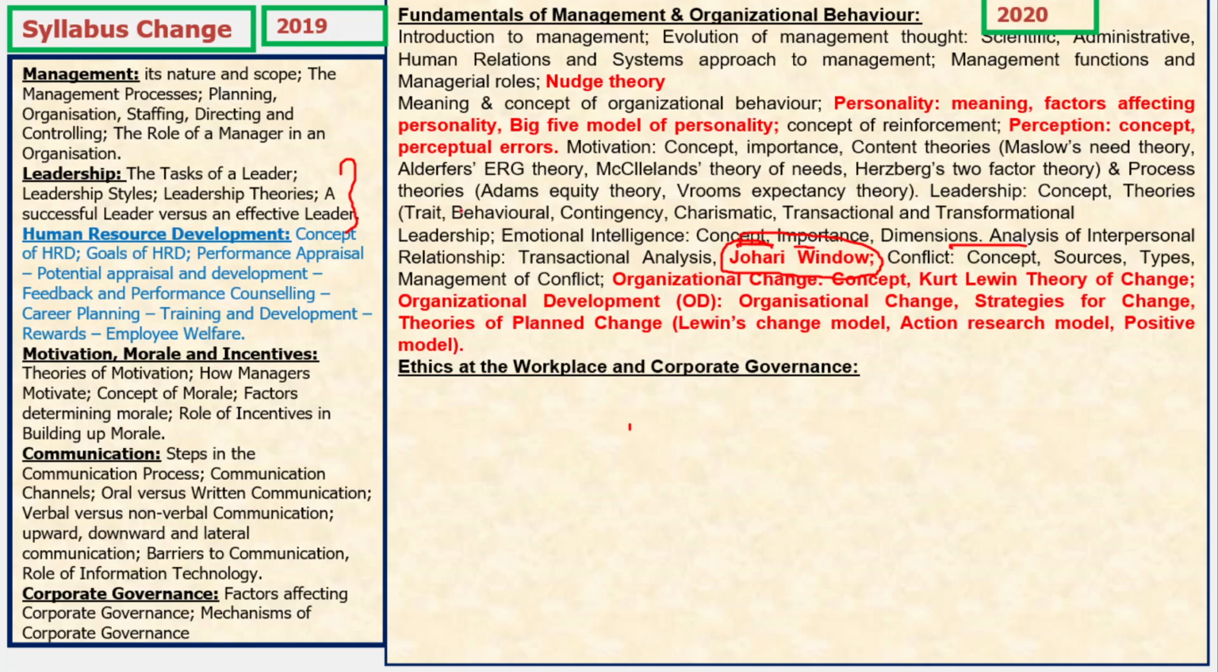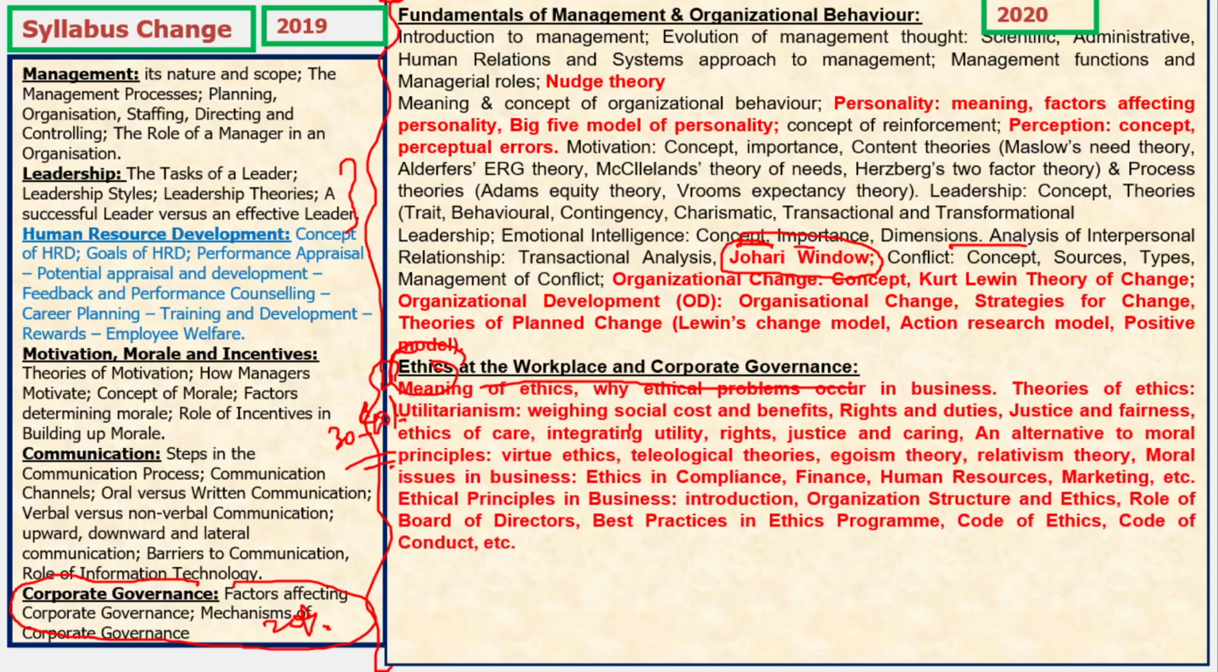Then, the syllabus was divided in this part. One part was fundamentals of management and the other part specifically focused on ethics and corporate governance. Now, please, my dear friend, understand, corporate governance was only 20% of the earlier syllabus. But if you look at today, it is almost 30-40% of today's syllabus, right? Why? Because ethics itself has been included in it.